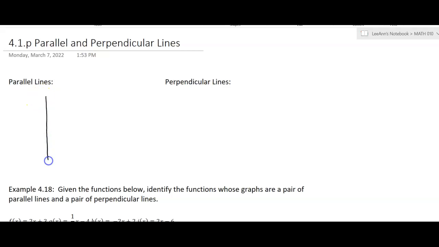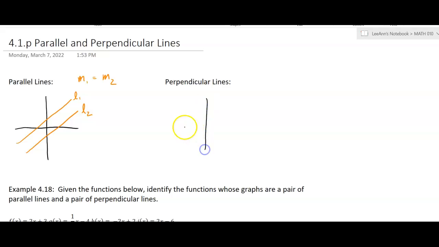So parallel lines are lines that go like railroad tracks, right? They have the same slope. So the slope of the first line equals the slope of the second line. If this is line 1 and this is line 2, they have the same slope. They're not going to intersect, okay? Those are parallel lines. The big thing is they have the same slope.